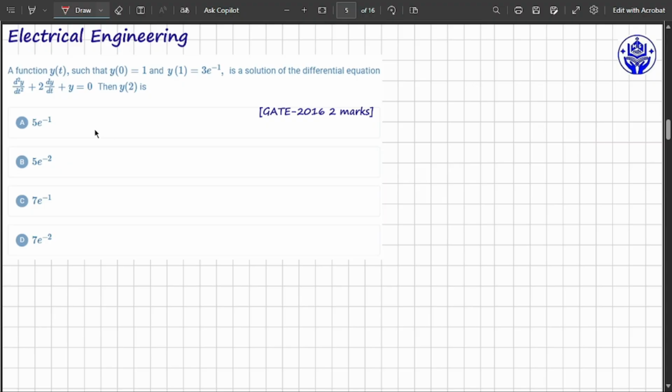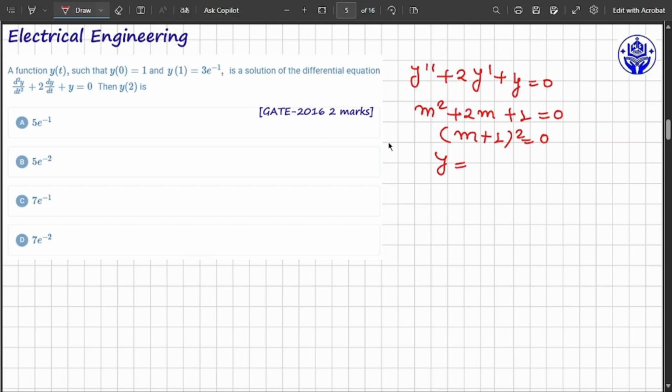Next we have a differential equation in which they have also given two conditions. So the auxiliary equation, it is what? Y double dash plus 2y dash plus y is equal to 0, and the auxiliary equation is m square plus 2m plus 1 is equal to 0. This is basically m plus 1 whole square is equal to 0. It means my y is equal to c1 plus c2 x e to the power of, oh yes, it is t. So it will be t, then e to the power of m, where m is equal to minus 1 and minus 1.